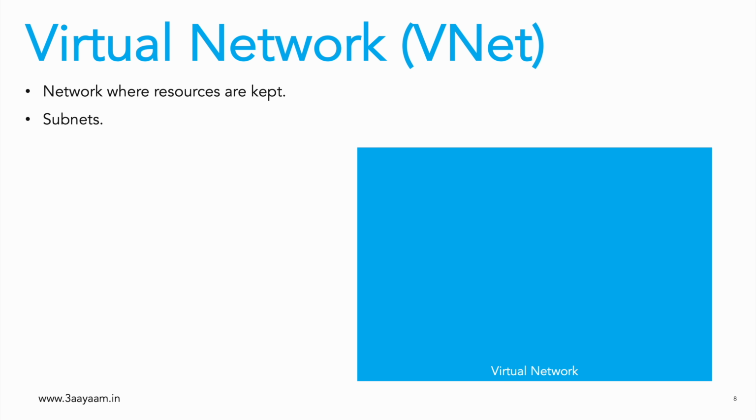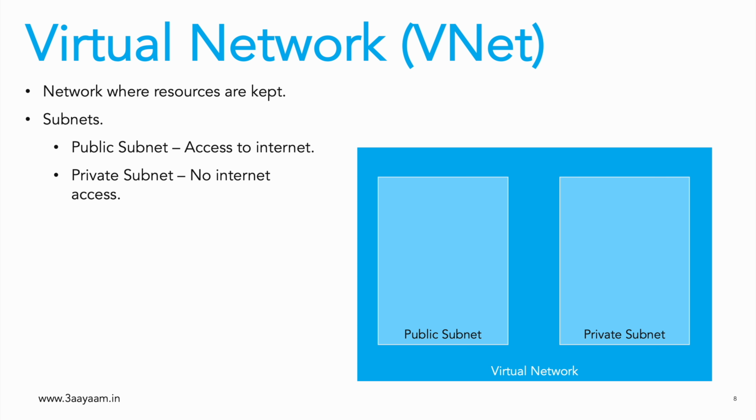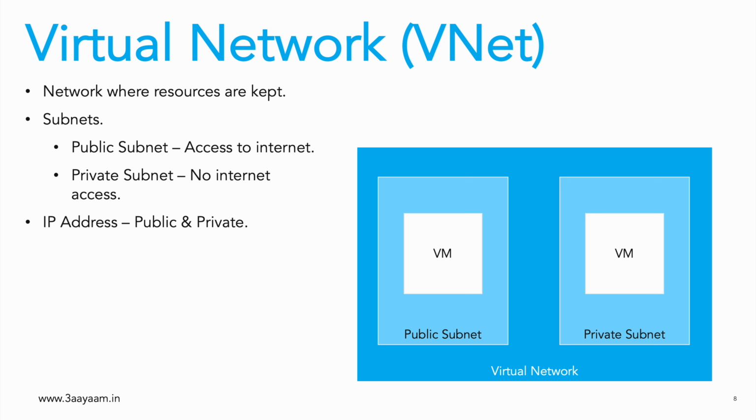Inside a virtual network, we create subnets or subnetworks, which will also have their own network address using CIDR ranges. There are two types of subnets. One is the public subnet, which will have access to the internet, and then we have the private subnet, which does not have any internet access. If we launch resources inside of a public subnet and a private subnet, they will have public and private IP addresses depending on which subnets they have been created in.